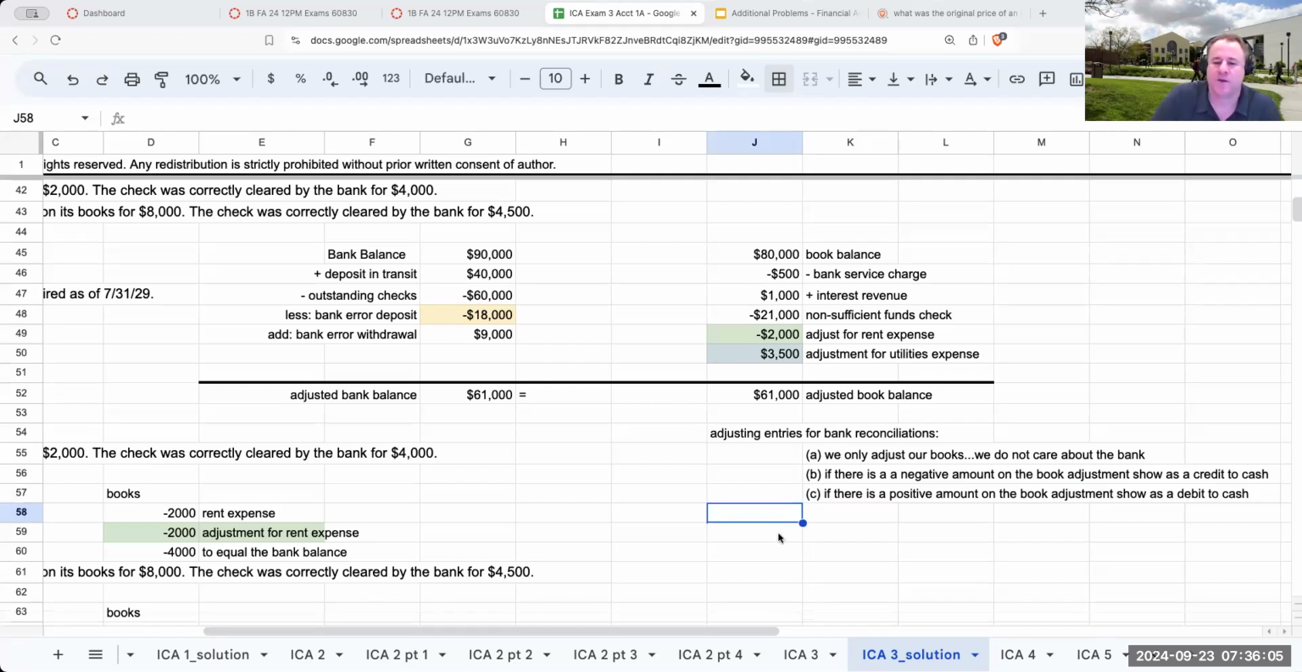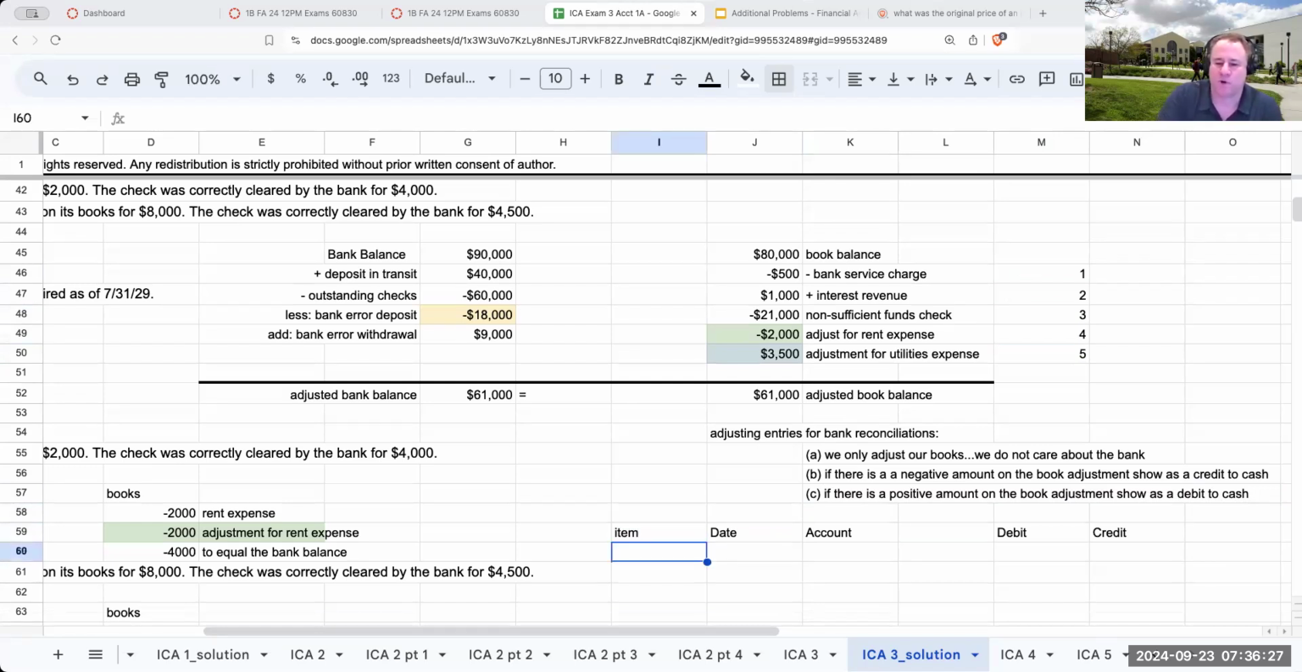Okay. So coming over here, I'm going to need to make 5 journal entries. 1, 2, 3, 4, 5. So let's go ahead and set these up. Date, account, debit, and credit. And then we'll call this item.